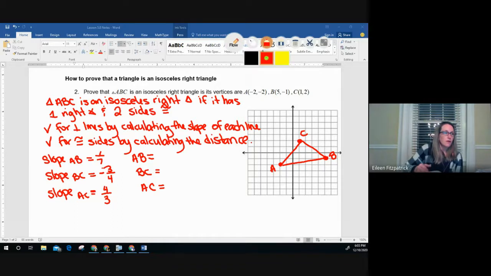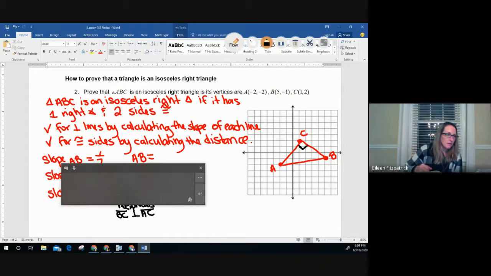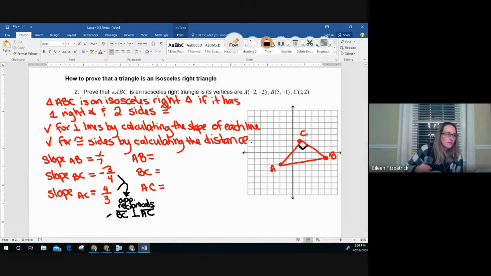Okay, so right away, I see that these are opposite reciprocals, right? I should have left more room. They're opposite reciprocals. So I know that BC is perpendicular to AC. If BC is perpendicular to AC, that means that there's a right angle at angle C. Oh, ignore that. I'm too low. Okay, I'll write it out in a second.